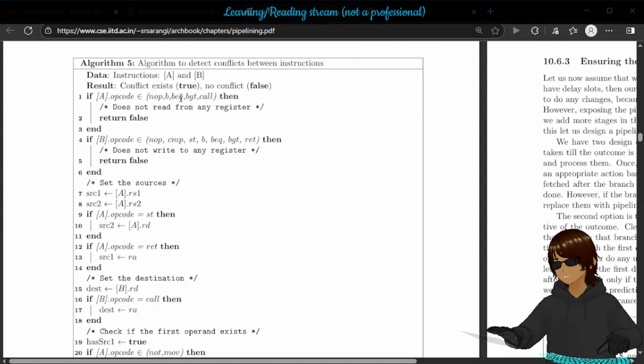If A.opcode is this, then A does not read from any register, so return false. If B.opcode is this, then B does not write to any register, so return false.